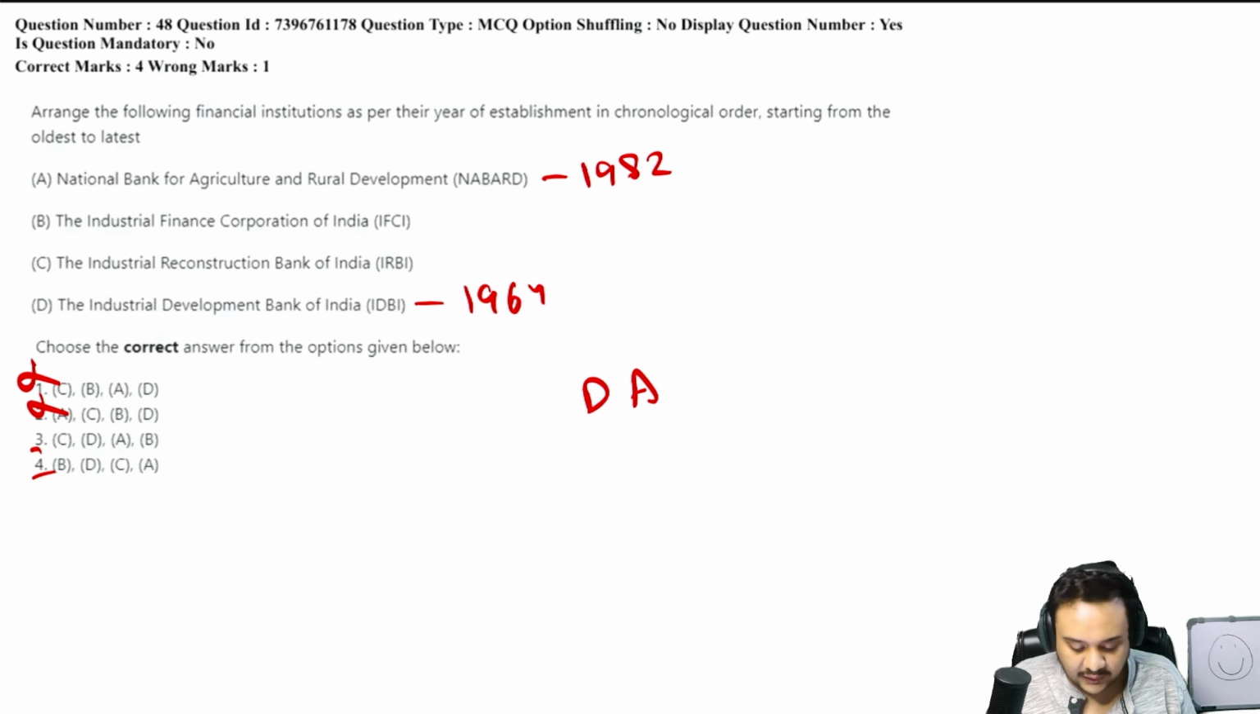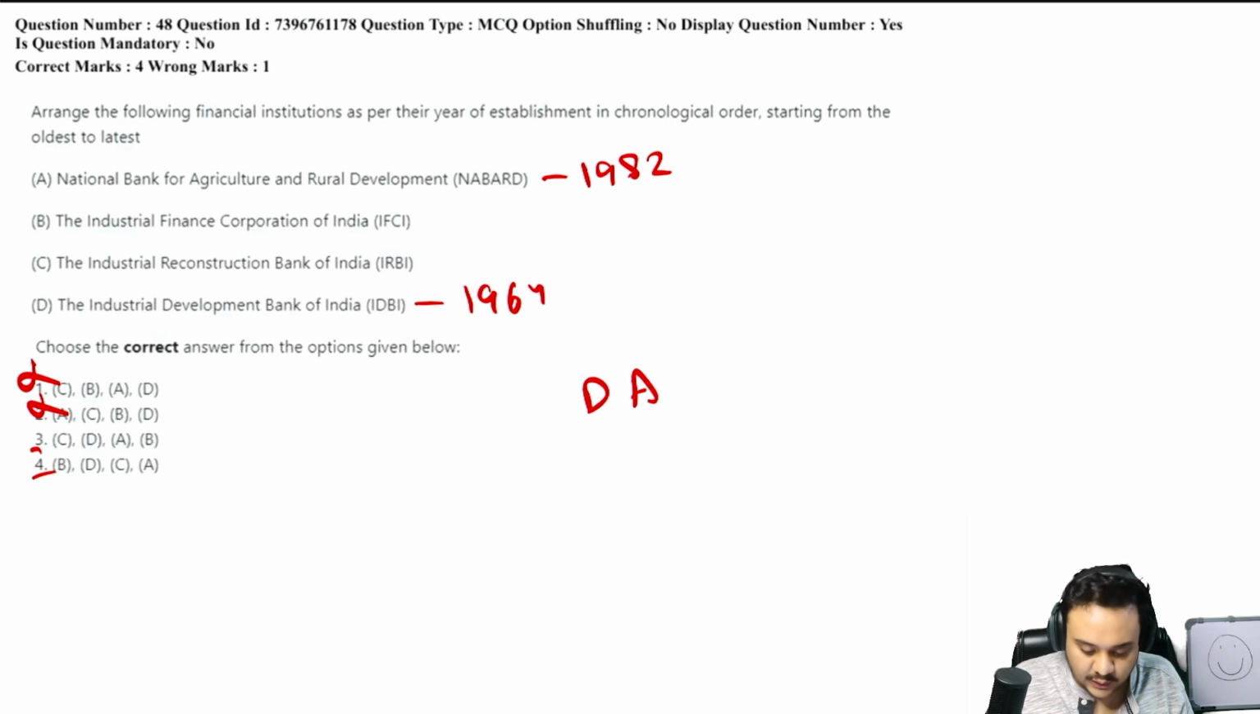Now I have to fit these two in the middle. Every time you are left with two options, if you can eliminate two options sure shot, you know those 100%, and you are left with two, always attempt that question, because you are down to a 50-50. If you want to do a blind guess, you do akkad bakkad bombay bomb, whatever you want to do, please attempt that.